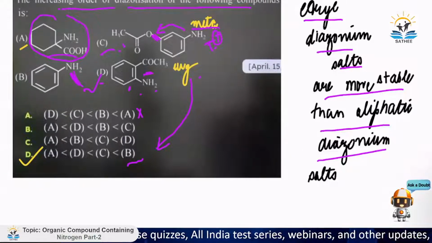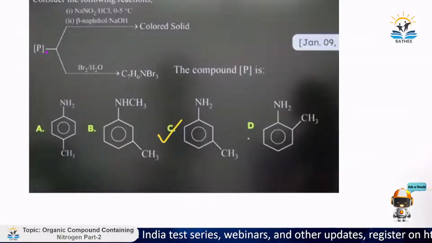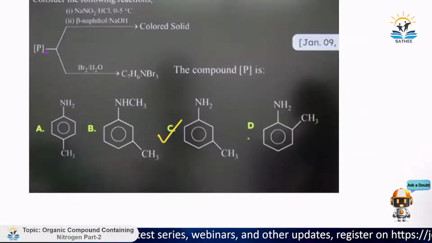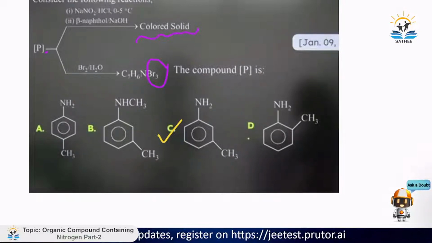Now moving on to the next question. P on reacting with NaNO2 and HCl at 0 to 5 degrees Celsius, and then reacting with beta naphthol in the presence of NaOH, forms a colored solid, while P reacting with bromine forms Br3. Now, what will happen? Br3 is forming, we just now saw 2,4,6 tribromoaniline.